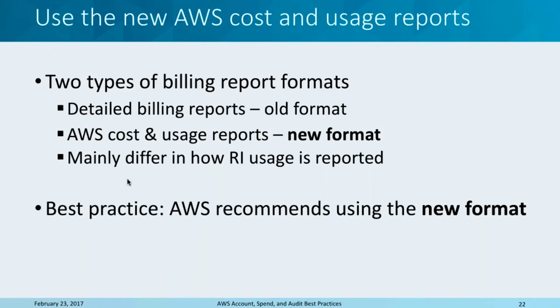Okay, so let's talk about the two kinds of billing report formats Amazon has. There is the detailed billing report, which is the old format, and there is a newer format called AWS Cost and Usage Reports. The major distinction between the two is how reserved instance usage is actually reported. The best practice recommendation from Amazon is to use the new format, which has a lot more details and specifically has the RI usage and how it's reported.